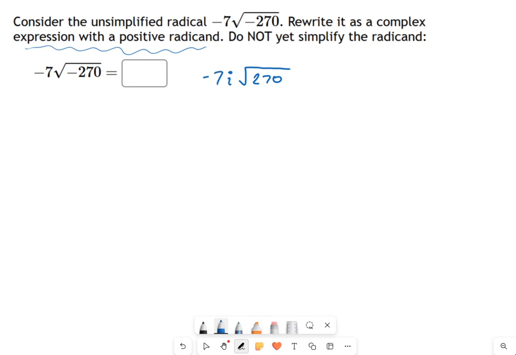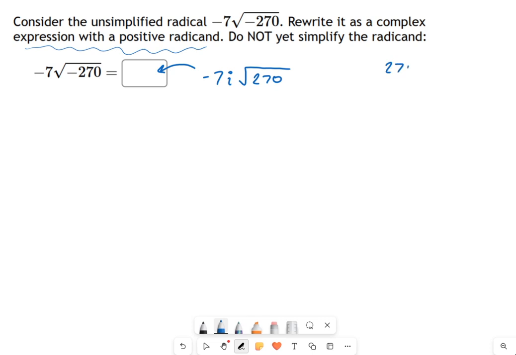Now we still have the negative 7 that started outside. Okay, you can't get rid of that. That's the negative 7 right here. So we have negative 7i square root 270. Okay, that would be our first answer. That's what this first answer box is looking for right here. And then after that, you'll be prompted to simplify this thing.